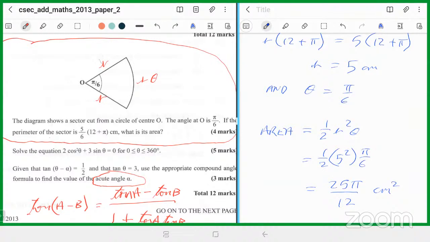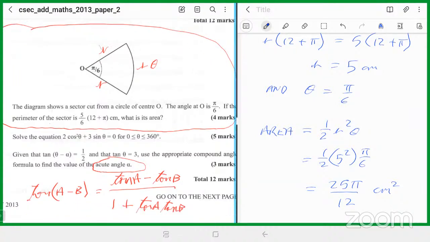Easy question. It's a very easy topic, but we still have to practice it. We're not taking anything for granted. Let's look at 2014 next.